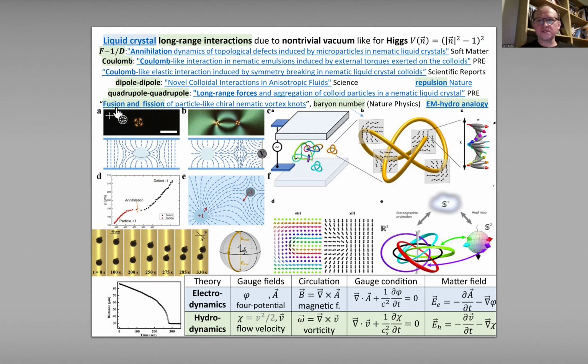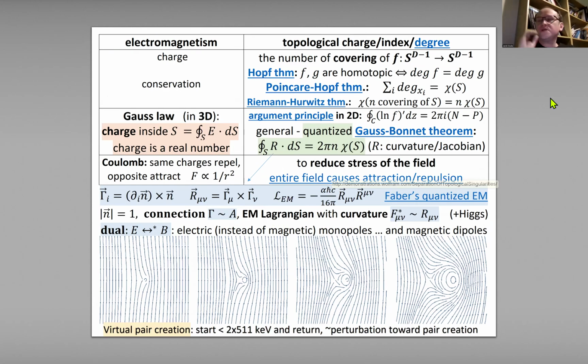And indeed, in this recent paper in Nature Physics, they get this fusion and fission as nuclei with baryon number. So this starts resembling the nuclei. I will show further. Okay, so here is this quantized charge Gauss law, that using this curvature instead of electric field, we get an integer number.